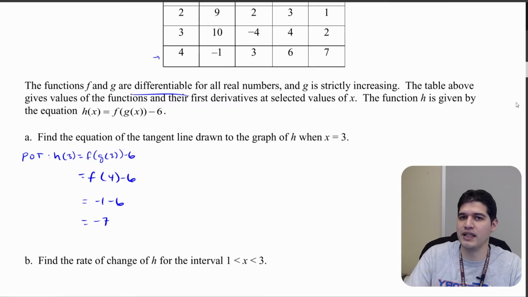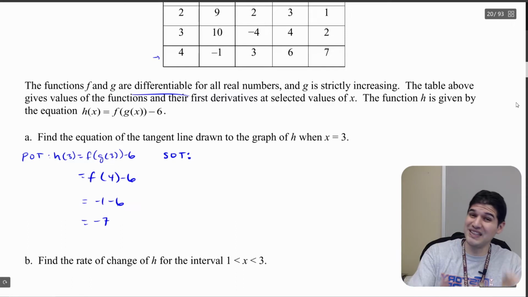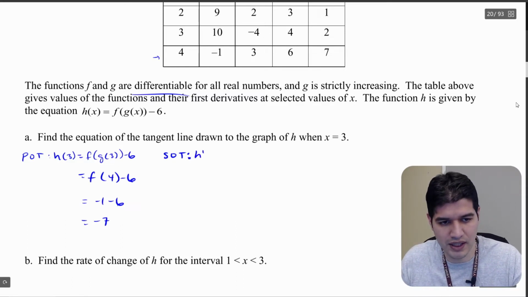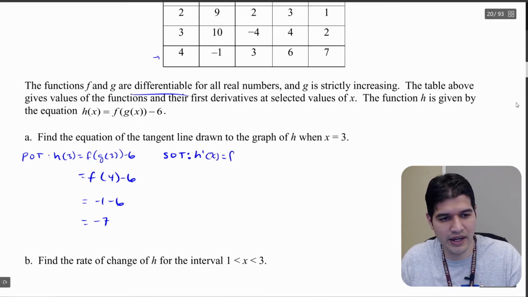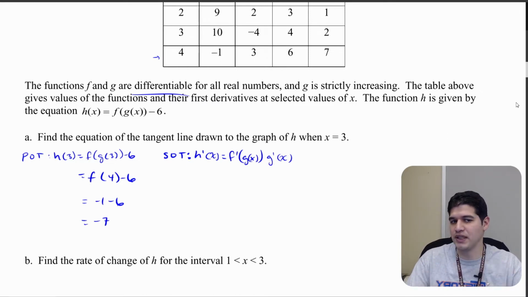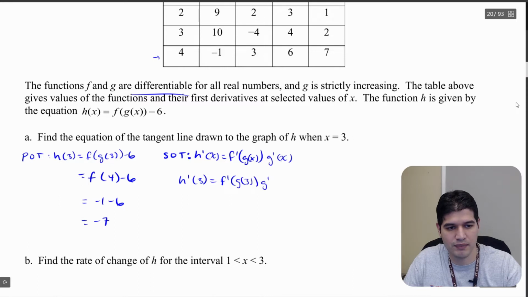The other thing I need is the slope of the tangent line. In order to get the slope of the tangent line, I need the derivative of h. So let's find h prime of x real quick. That is going to be f prime of g of x times g prime of x, and then the derivative of the constant negative 6 is going to be 0. So that's just an application of the chain rule. And we want to find, okay, what is h prime of 3 going to be? So f prime of g of 3 times g prime of 3.